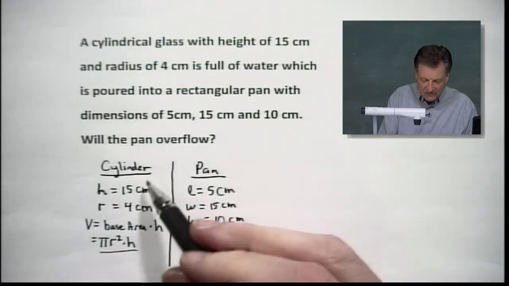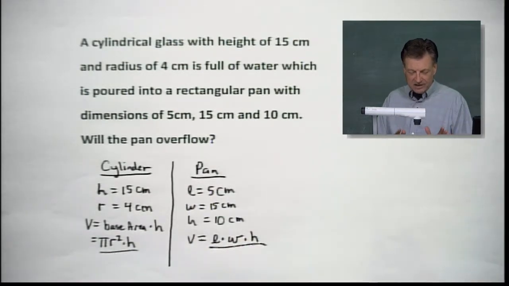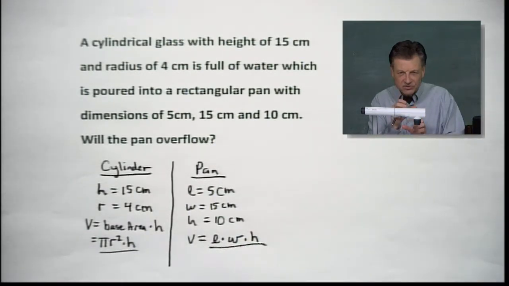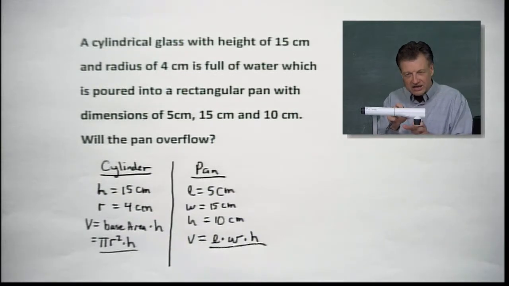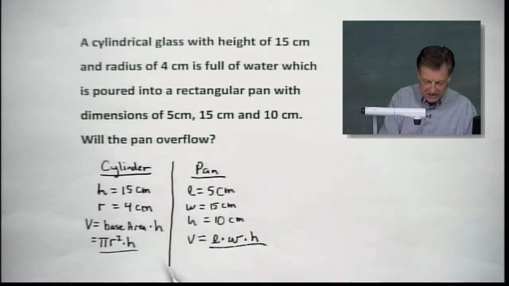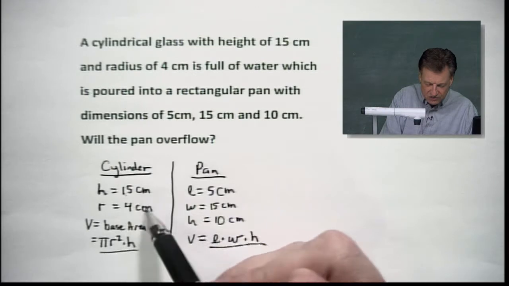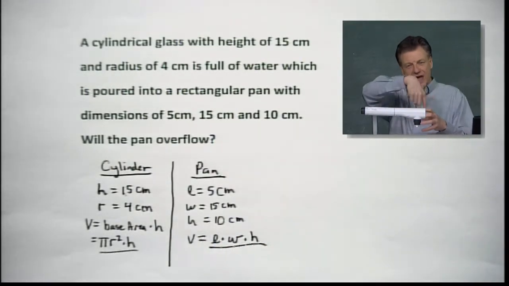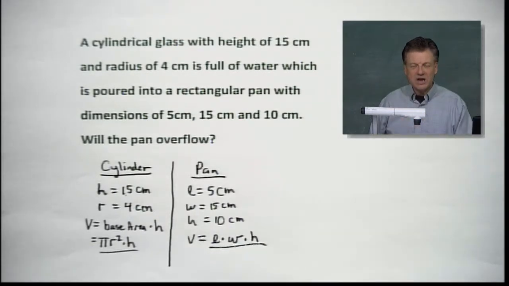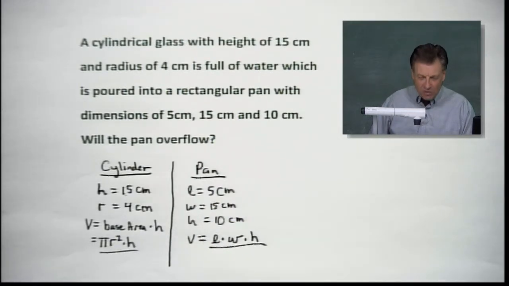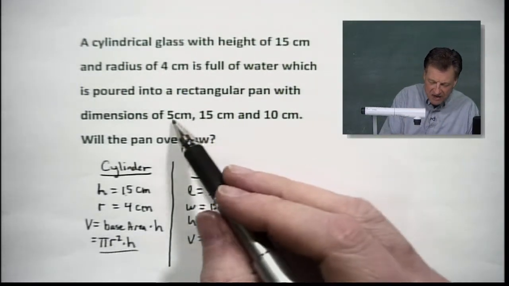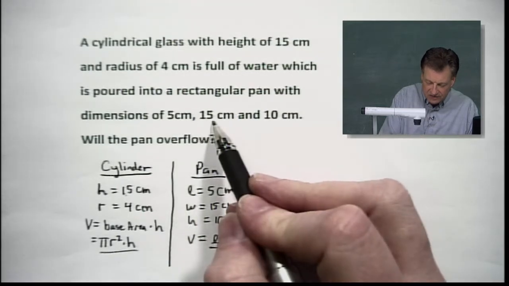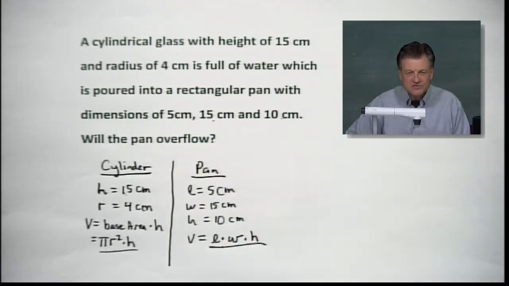Now, remember we left off yesterday. We said we have a cylinder and a pan. We have the cylindrical glass, or a cylinder we'll call it, filled with water. It had dimensions of 15 centimeters for the height and 4 centimeters for a radius. So remember, it's like a tin can type look, but it's a rounded glass. It goes straight up. We're not going to have any fancy shapes or anything. It's going to be pretty straightforward. It's full of water, and we're going to pour all that water into a rectangular pan that is 5 centimeters, 15 centimeters, and 10 centimeters for dimensions.